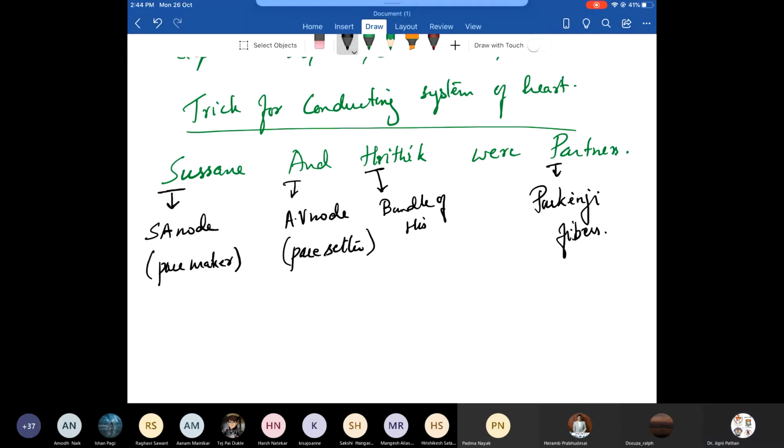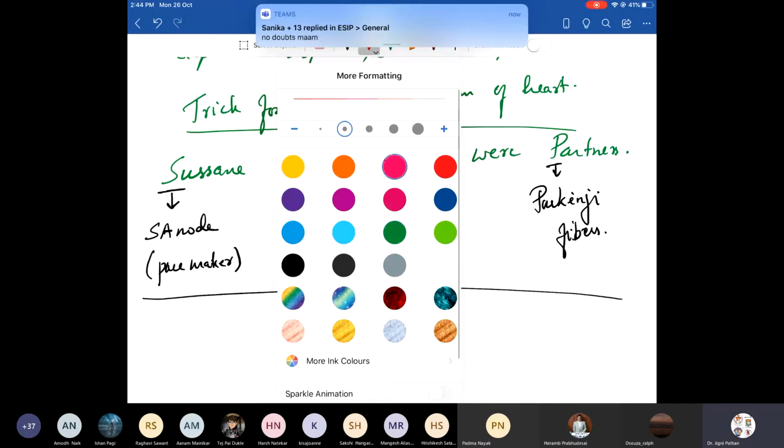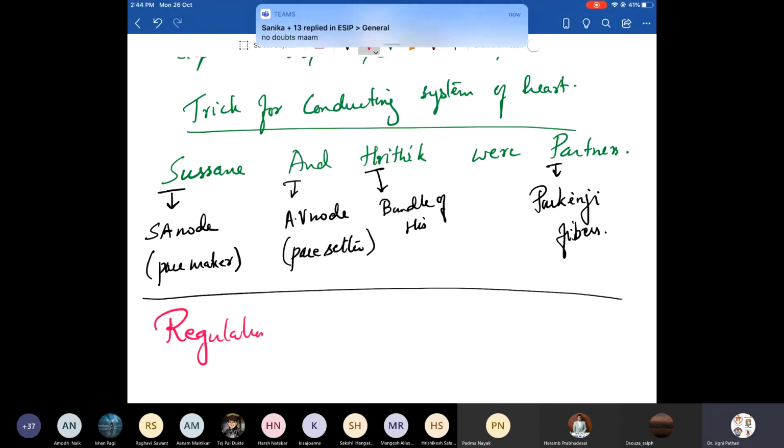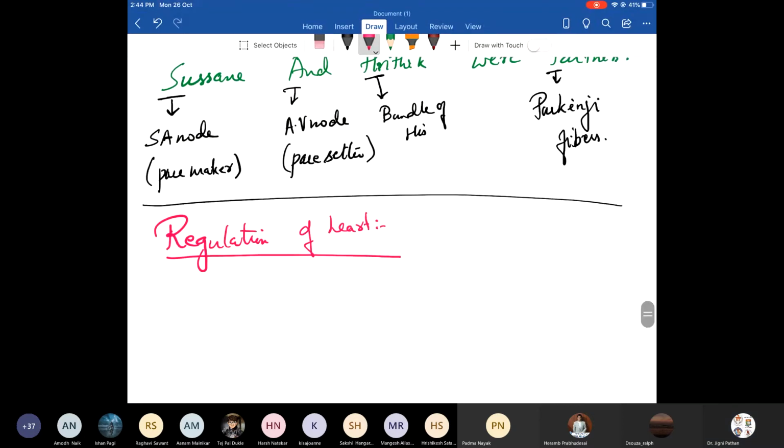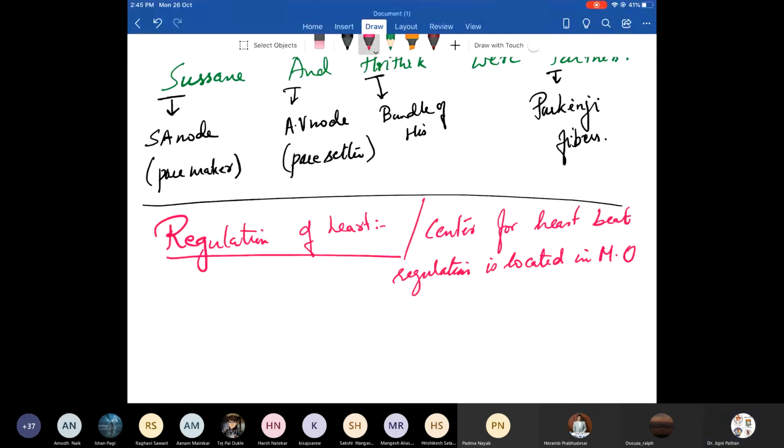Regulation of heart. The center for regulation of heartbeat is located in the medulla oblongata. Okay, it's located in the medulla oblongata. One, it can be nervous control. Other, it is hormonal control.